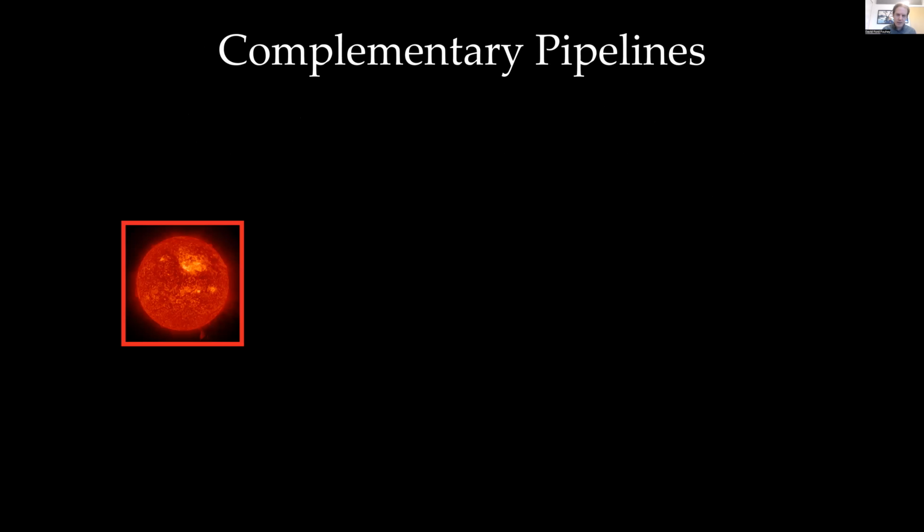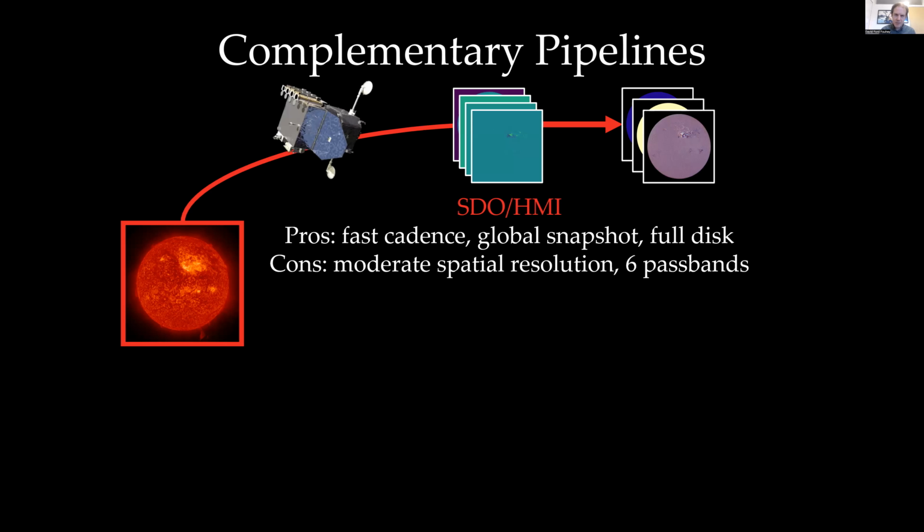Here's the sun again, and it gets observed by multiple instruments. These instruments tend to have complementary design decisions. HMI on SDO has a really fast cadence. It produces a global snapshot of the full disk of the sun. On the other hand, it produces data at a moderate spatial resolution, and it only observes 6 wavelengths. So its results are not as accurate as other instruments.